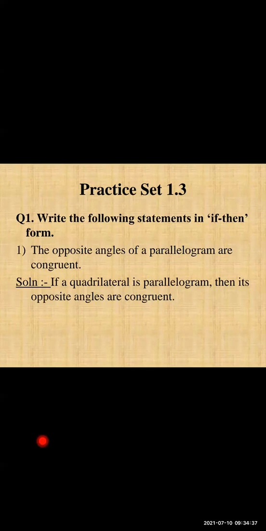So the first is given to us: opposite angles of a parallelogram are congruent. We know that opposite angles of a parallelogram are congruent, but we have to write it as a conditional statement. How are we going to write it as a conditional statement?